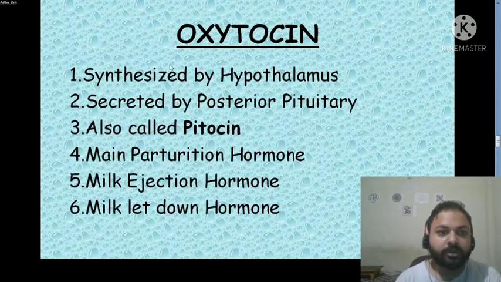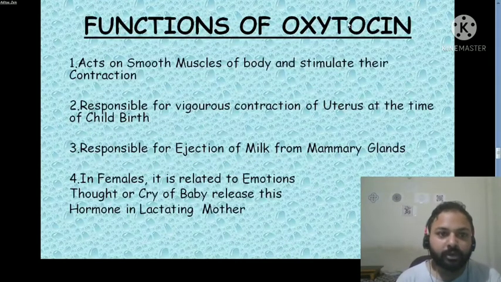Oxytocin. Oxytocin is synthesized by hypothalamus, but it is secreted by posterior lobe of pituitary gland. It is also known as pitocin. It is the main parturition hormone, milk ejection hormone, and milk letdown hormone. These are some common names of this hormone. What is the function of oxytocin?